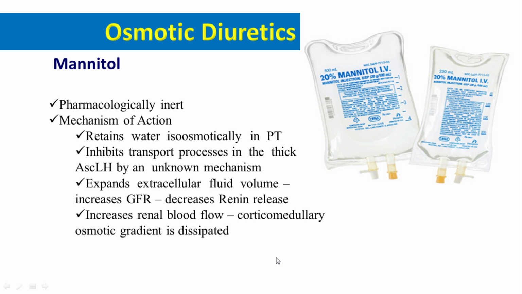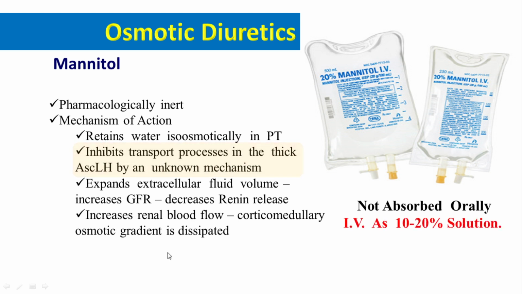Now, out of these four, if you have to pick one action, action number 2, inhibition of transport process in the thick ascending limb of loop of Henle by unknown mechanism, is probably the most important action. Important to remember also is the fact that osmotic diuretic mannitol is not absorbed orally and you have to give it as an injection only. Simple. It is available as a 10% and 20% solution and it can be given IV.